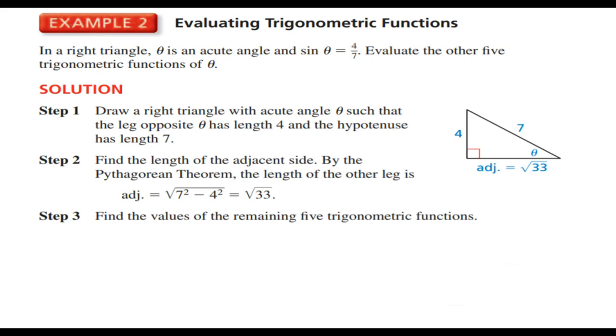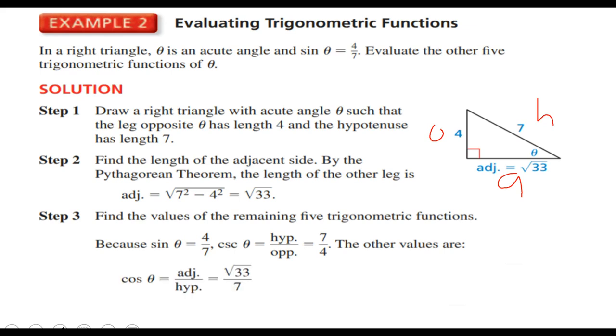So step 3 now will be to find the remaining 5 trigonometric functions, because here we already identified our adjacent, which is square root of 33. That's our A. That's your opposite. That's your hypotenuse. Now this is the given because sine theta is 4 over 7. It means that cosecant, which is the reciprocal of your sine, will be 7 over 4. Now we find the other values. Let's begin with the cosine.